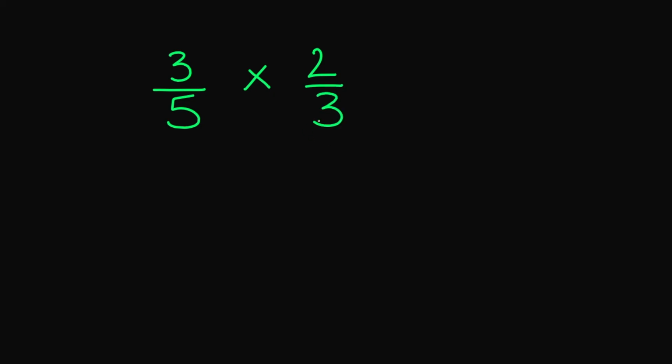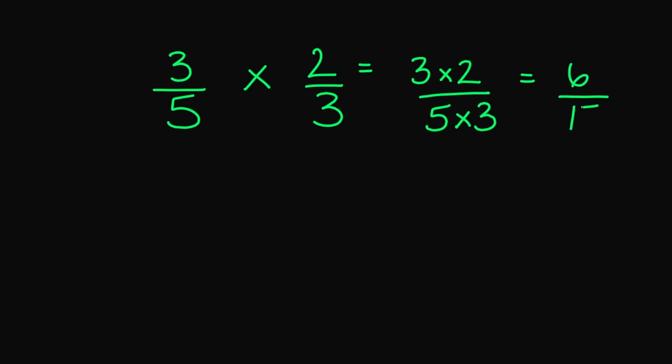Let's try 3 over 5 times 2 over 3. So I have proper fractions here. I'm just going to multiply across. So we have 3 times 2 over 5 times 3. 3 times 2 is 6. Over 5 times 3 is 15.